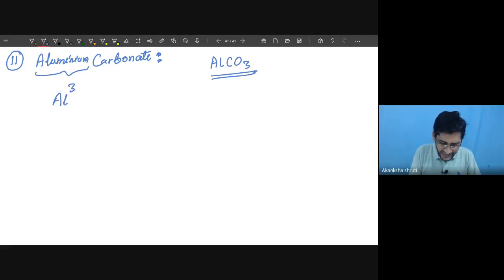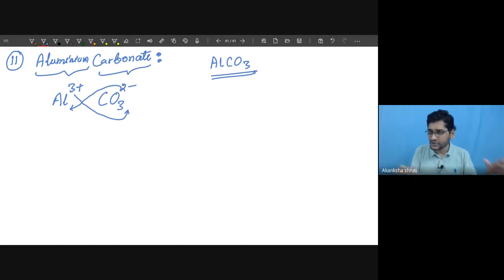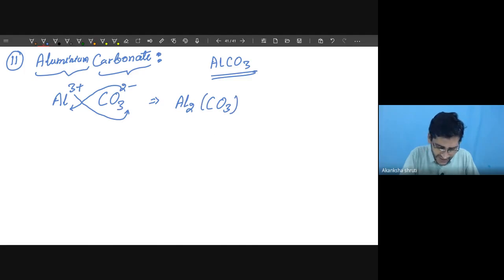It is Al3+, and carbonate CO3, it is 2-. Now this number has to be brought, means the crossing you have to do. So the suffix 2 will come for aluminium and 3 will come for this CO3, means whole thrice. So the formula becomes Al 2 times, then this entire CO3 has to be taken 3 times. This is the formula.